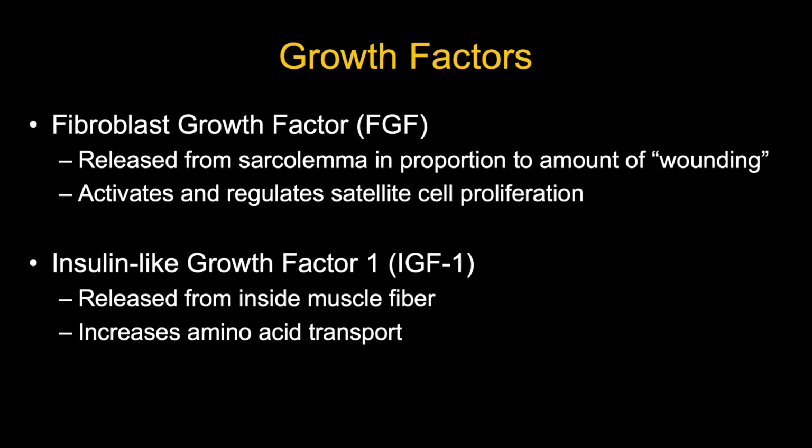So let's just review these growth factors really quickly. We have these forceful muscular contractions that place a mechanical stretch on the sarcolemmal membrane that causes micro tears on that sarcolemmal membrane, which then promotes the release of these growth factors, FGF and IGF-1. FGF will be released from the sarcolemmal membrane in proportion to the amount of wounding or micro tears along the sarcolemmal membrane. Again, this activates and regulates satellite cell proliferation. Insulin-like growth factor 1 or IGF-1 is going to be released from inside the muscle cell or muscle fiber and then increases the amount of amino acid transport to increase protein synthesis.